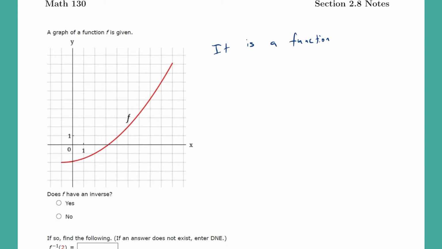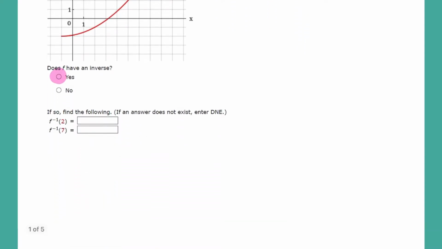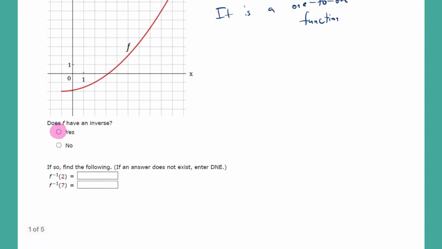Now we can check to see if it's a one-to-one function. For that, we need the horizontal line test. If it only intersects once, that means it is a one-to-one function, which it is, because it only intersects once. So it is a one-to-one function as well. Our answer would be yes, it has an inverse. All right. If so, find the following.